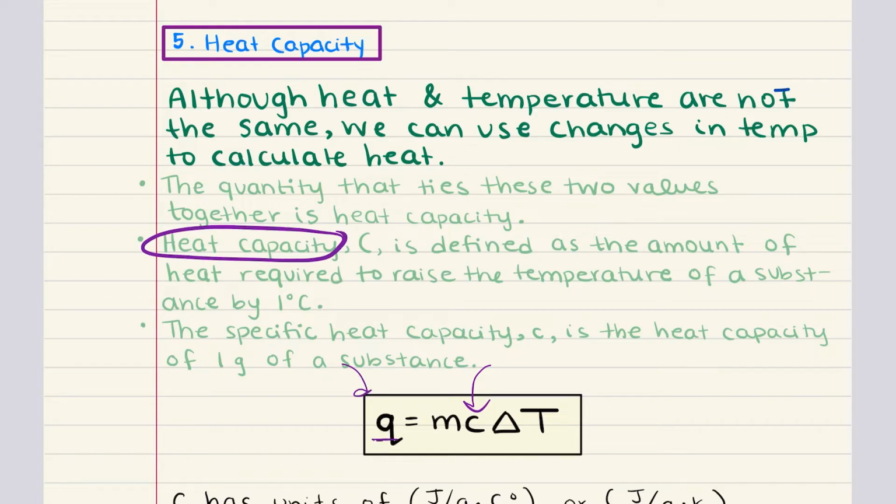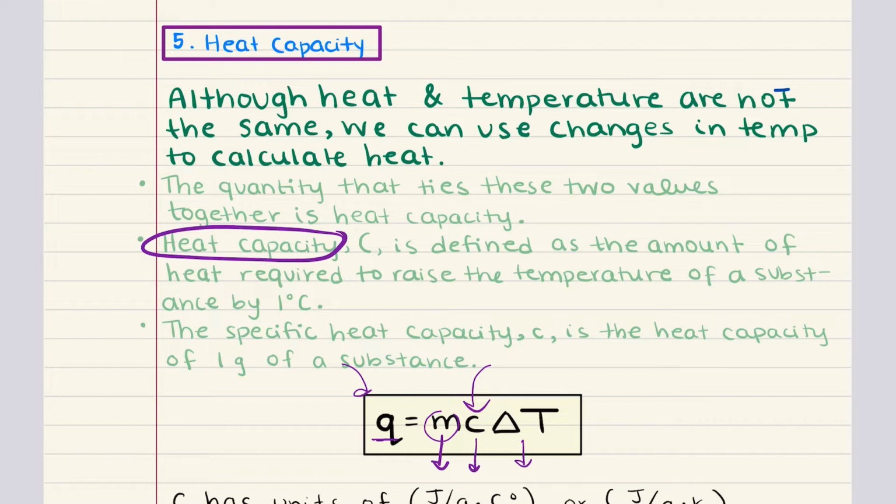Here we have Q, which is heat. This is equal to mcΔT. M is mass, C is your specific heat capacity, and ΔT is your change in temperature. Now here, C can be in units of Celsius or Kelvin. Also, temperature here can be in Kelvin or Celsius since we're talking about difference in temperature.